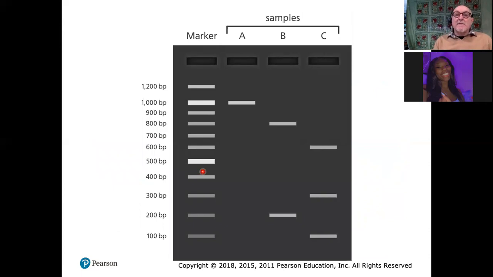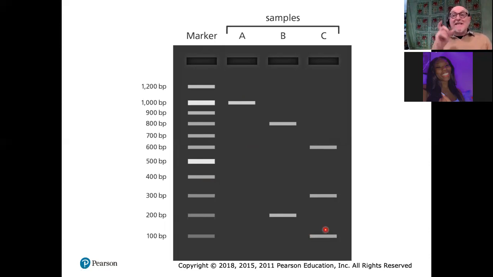And this is down the side here. This is the marker. This is just a ladder which is made up of different known lengths of DNA so that we can get a good size. And we then run the samples, and different fragments will run at different speeds. So this fragment here is very much larger than that fragment. And we can separate out our restriction fragment lengths.